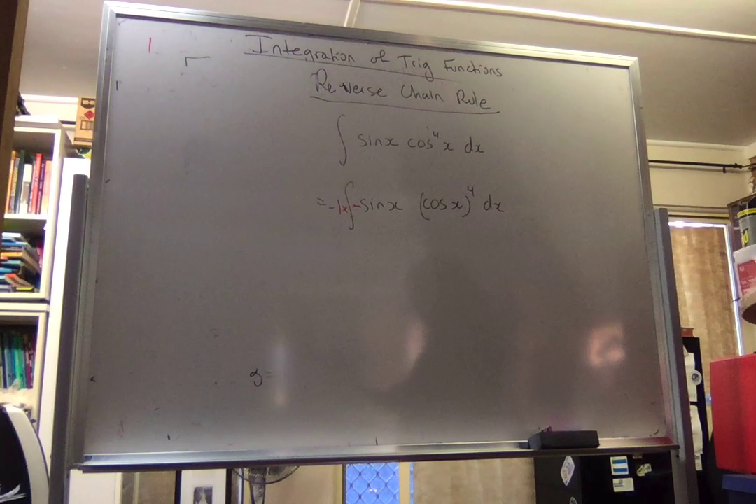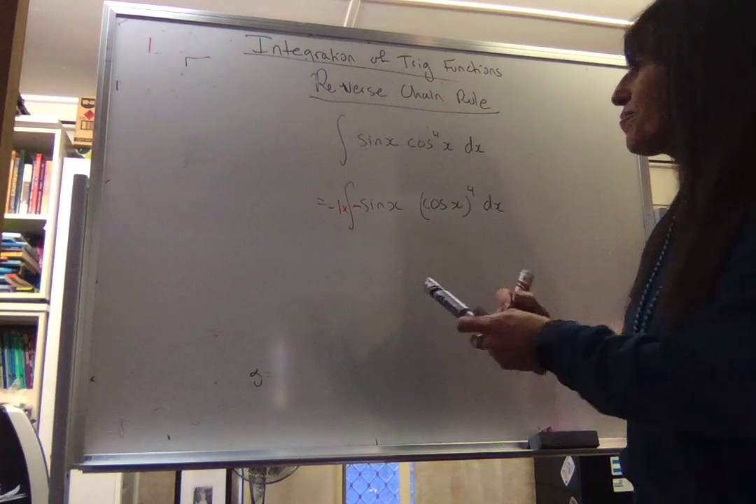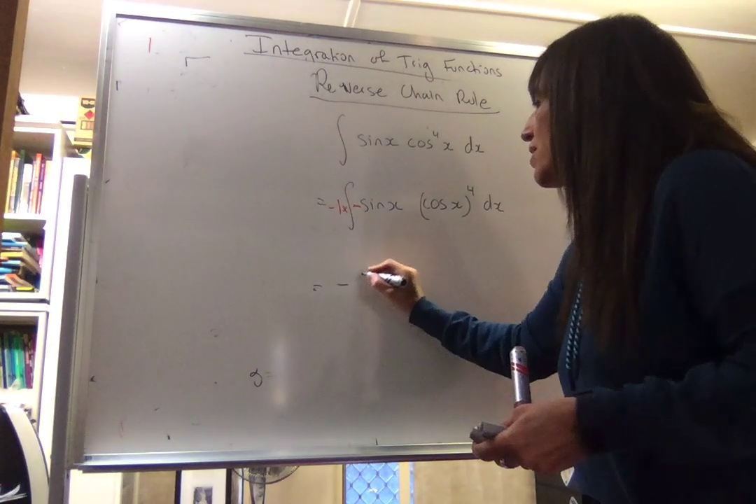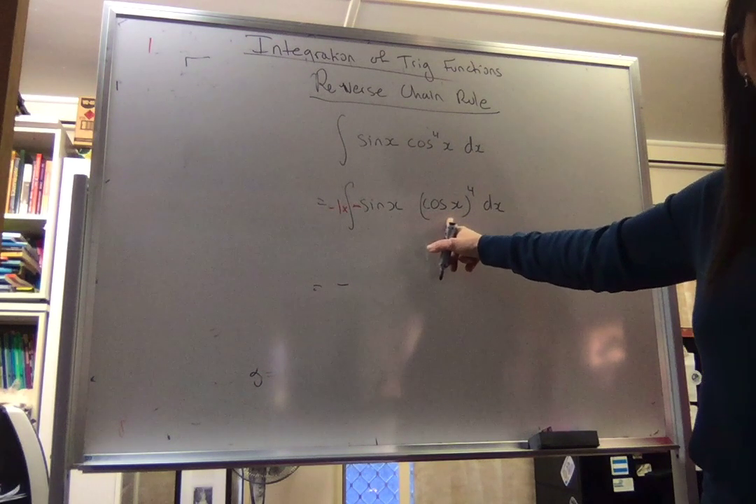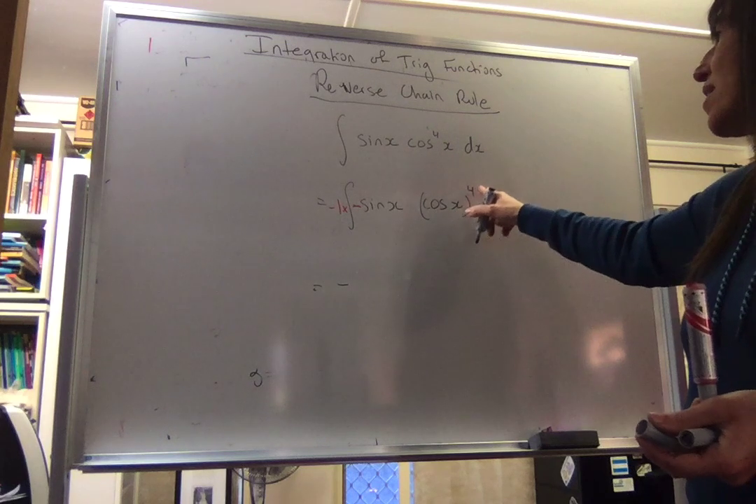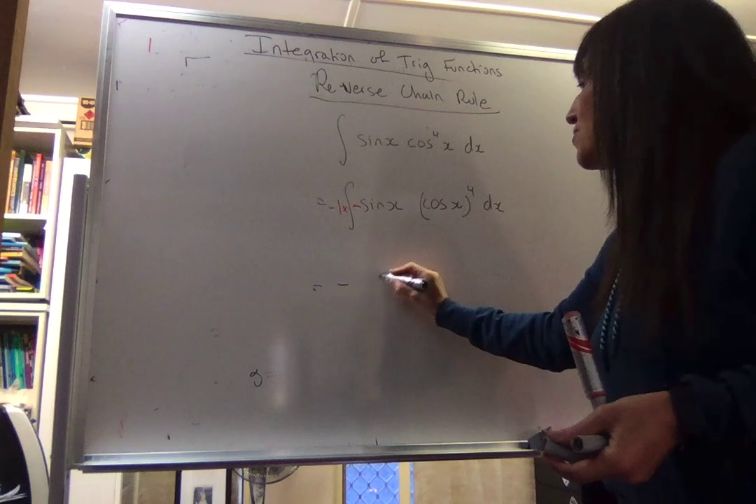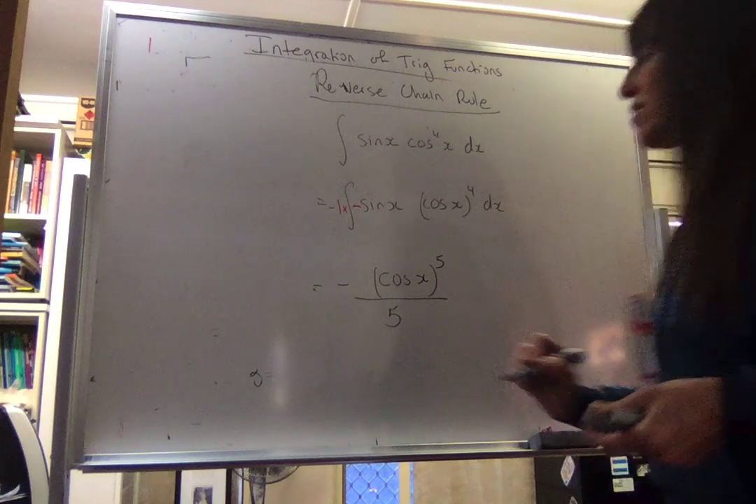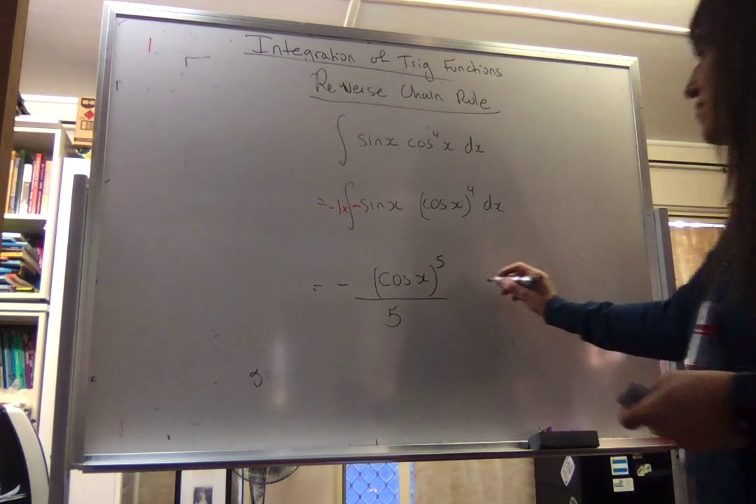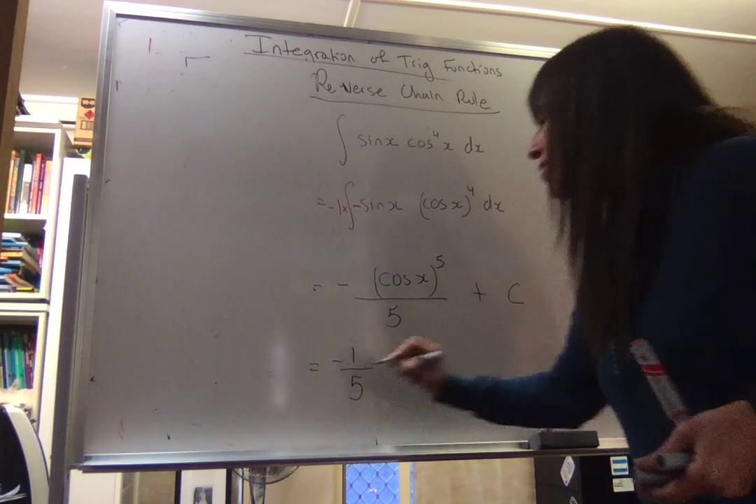Okay, so now this is all good because I know that the derivative of cos x is negative sine x, which is there. So my final answer is going to be negative. Now, what do I need to do with this? Okay, remember, I add 1 to the power and divide by the power. Plus c. Now let's just rewrite this and make it look a little bit nicer.